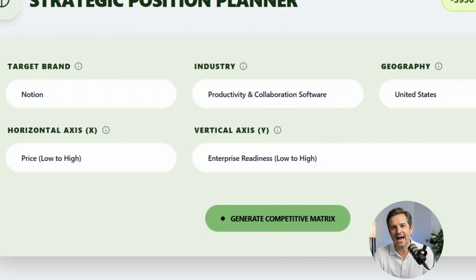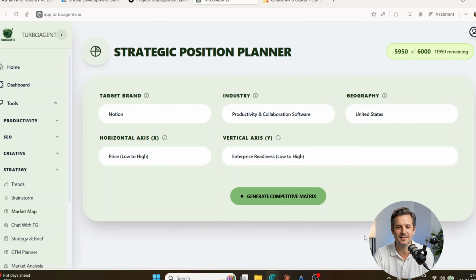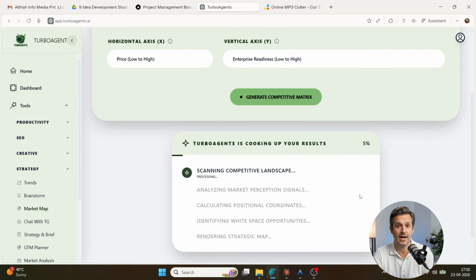Fields 4 and 5 are the axes, and this is where the tool gets interesting. These are fully customizable. I'm leaving them as price on the horizontal axis and enterprise readiness on the vertical, but you could map any 2 dimensions that matter to your brief. Innovation versus accessibility, brand prestige versus market reach, whatever the strategic question demands. Now I hit Generate Competitive Matrix.